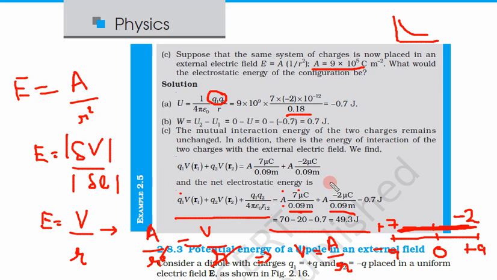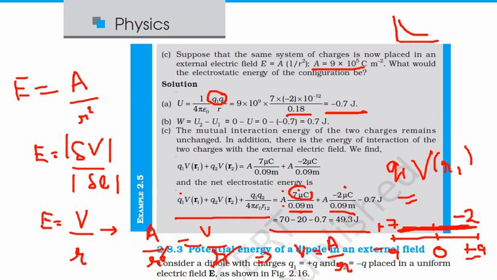Now we have simply written A. So what was this, Q1 V R1? This was the formula. Q1 is 7 microcoulomb and the value of V we have calculated, A by R. So A we have written here and R is 9 centimeter. In the second case, Q2 V R2. So Q2 is minus 2 microcoulomb, A upon R. A is the same, R is again 9 centimeter. And the third term, Q1 Q2 upon 4 pi epsilon naught R12, we had already calculated. This is minus 0.7 joule.